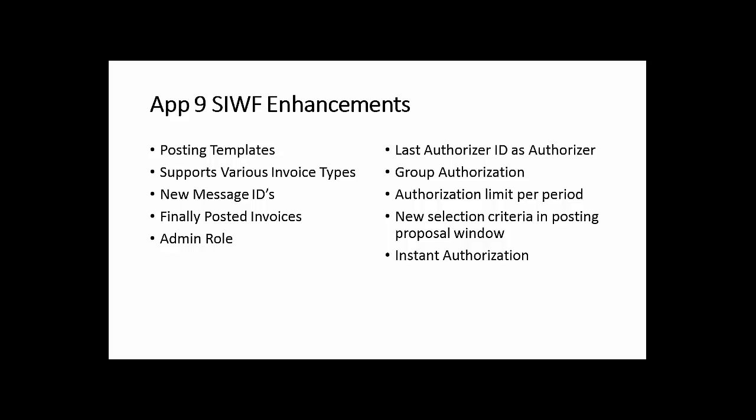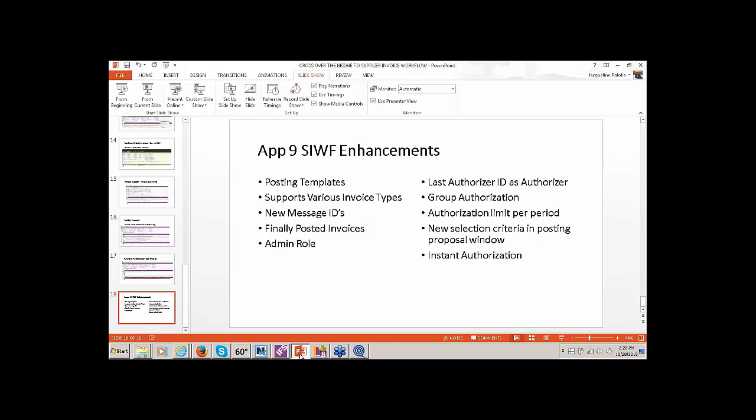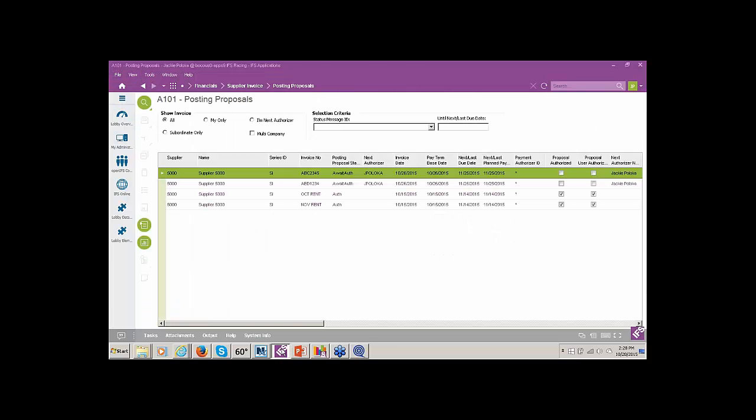We're going to take a look at the App 9 screens that you'll see are different from the App 8. So this is App 9. If you haven't seen it yet, this is a real new look and feel to the whole application. So you can see the posting proposal. This is just that we're going to look at every invoice that's out there, and I don't have the same invoices in both applications, so there aren't as many here as there were in App 8.